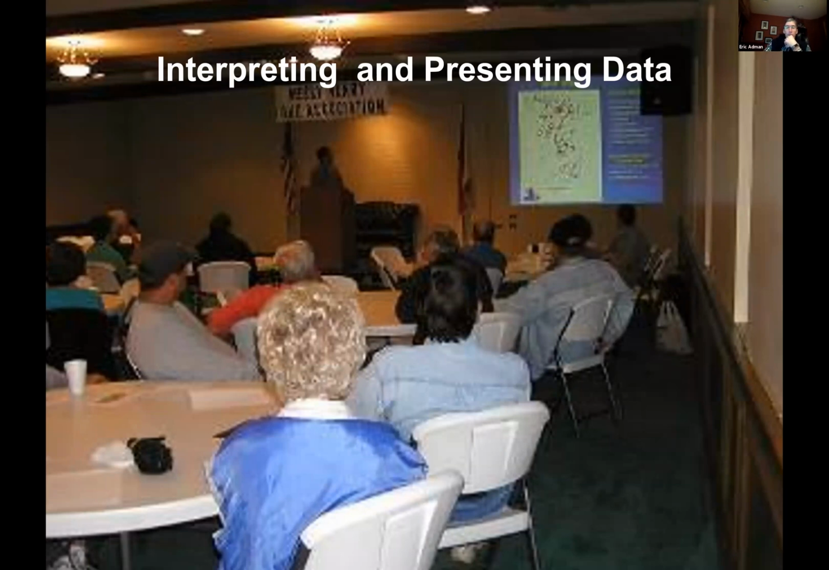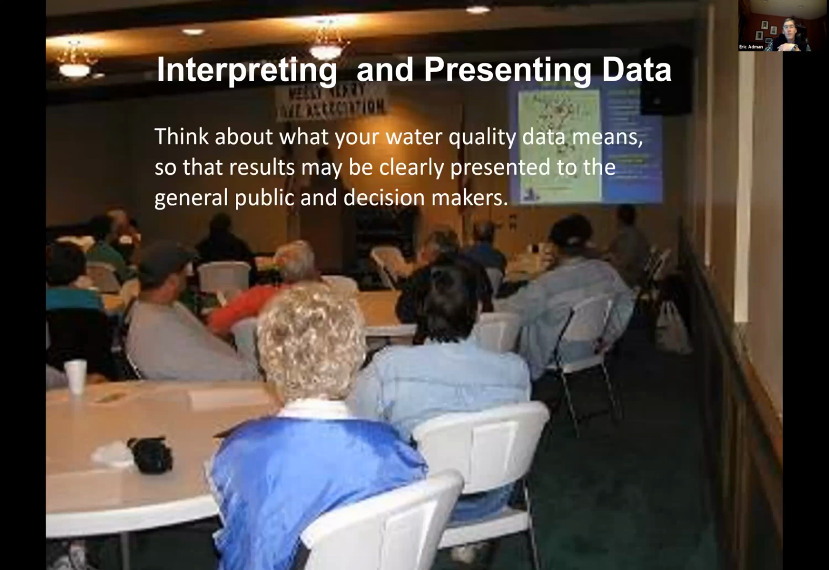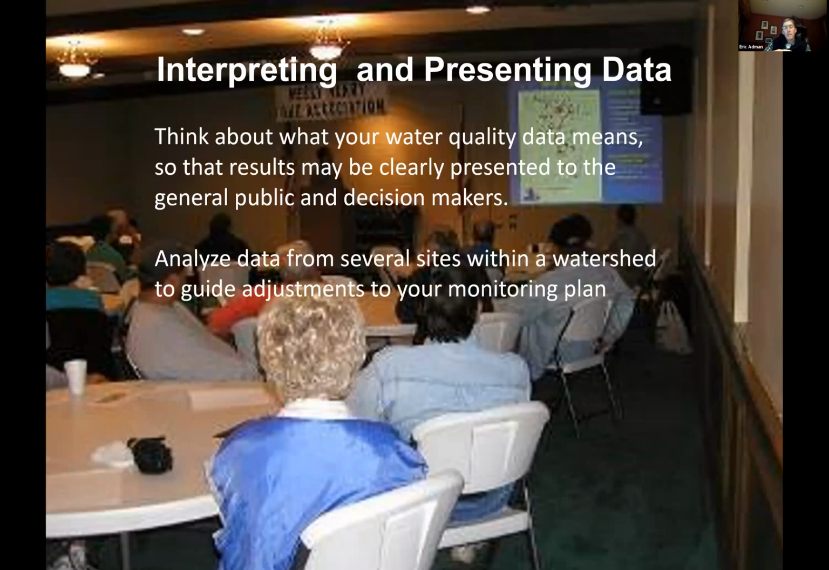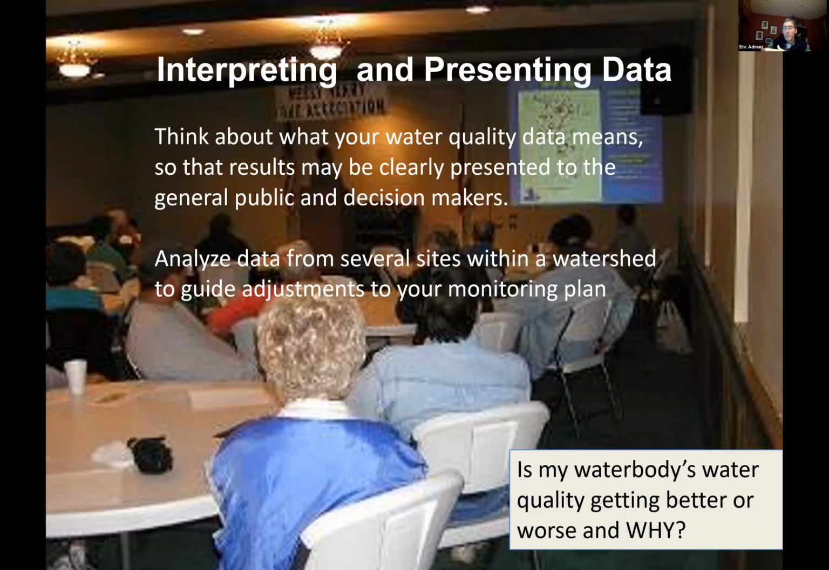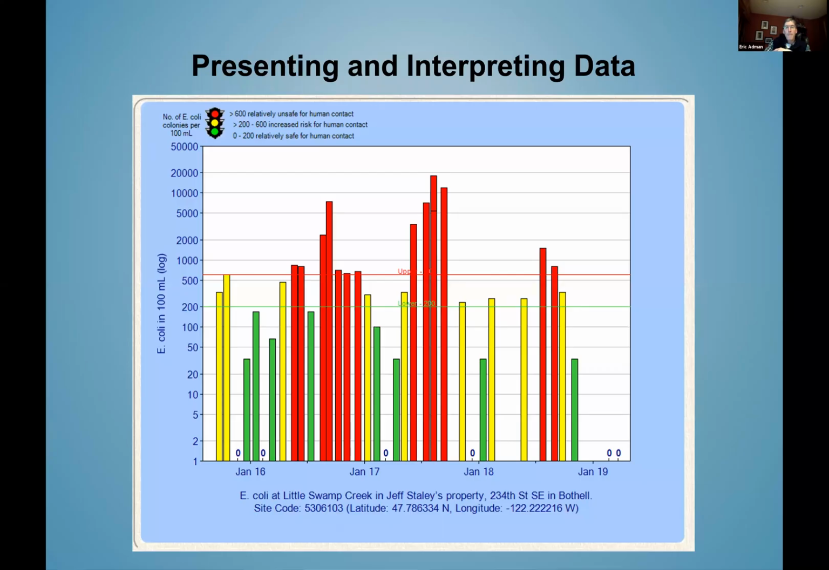Now that we've done our sampling, we've counted our results, and we've interpreted it, we're going to do something with the data. So think about what it means and what you want to do with it. You could look at several sites within a watershed, maybe trying to pinpoint a source of bacteria. So you may be monitoring at different sites within the watershed and trying to figure out what's happening. There are different ways that you can present and interpret the data.